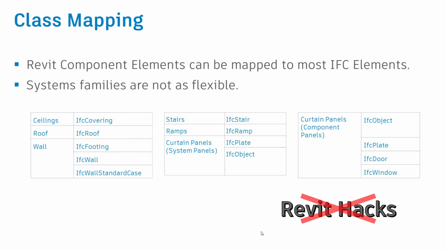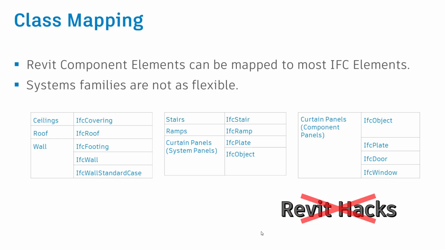So Revit component elements inside Revit, things like your doors, your AHUs, your columns, and various other things that you can go into the family editor and start tinkering with. All those things will map to pretty much any kind of IFC building element. System families, however, don't. It's primarily because of the way that Revit codes system families.